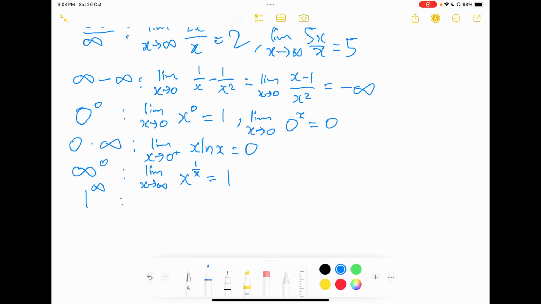And lastly, we have 1 to the power of infinity. So take a guess as to what this value is going to be.